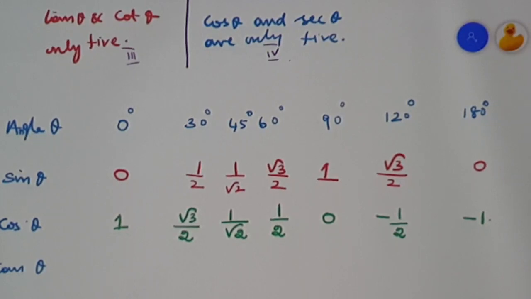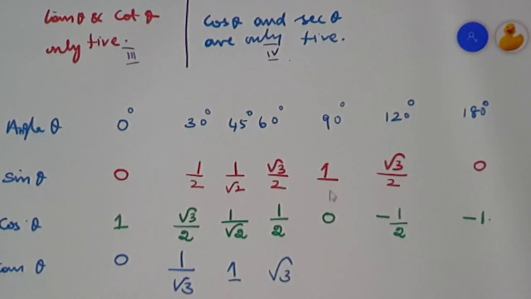Similarly, if you are considering tan theta, tan theta is sin theta by cos theta. 0 by 1, you will get the answer as 0. Then tan 30 is 1 by 2 divided by root 3 by 2. The 2 will get cancelled, so you will get 1 divided by root 3. What is tan 45? 1 by root 2 divided by 1 by root 2, so tan 45 is 1. What is tan 60? When you divide this, the 2 will get cancelled, so you will get root 3.